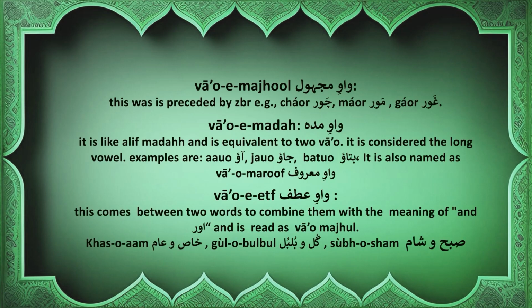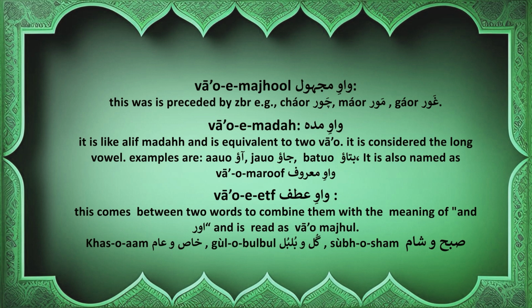Second is vav majhul. This vav is preceded by zabar. For example, we'll say here the words chaur, maur, ghaur. This is second vav. It is preceded by zabar. We have examples chaur, maur, ghaur.